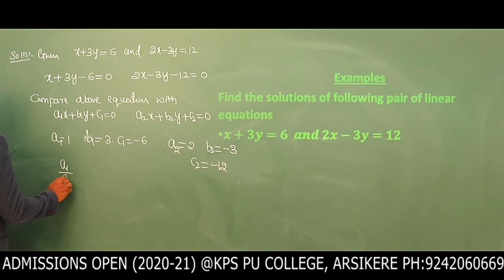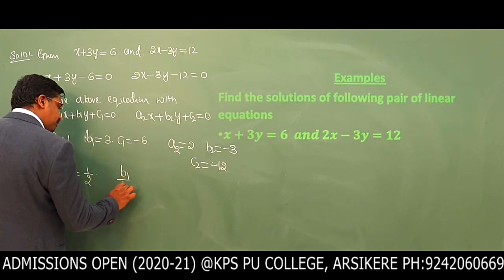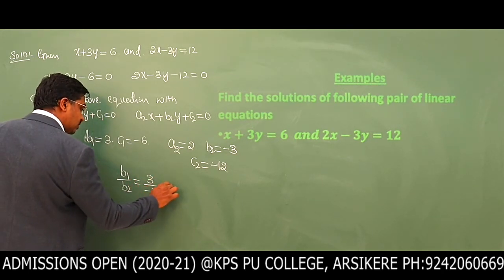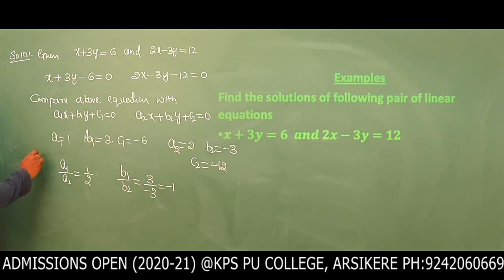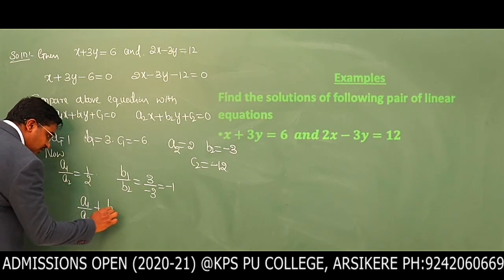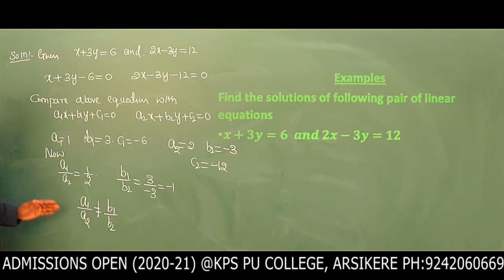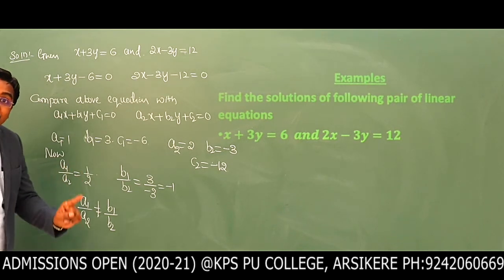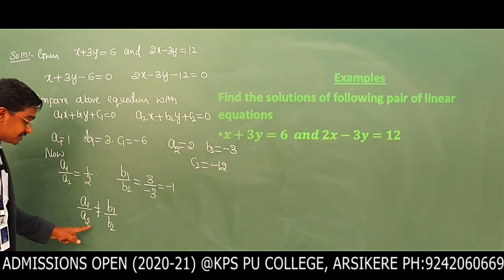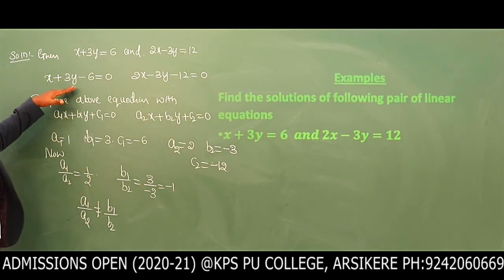First take the ratios. a1 by a2 is equal to 1 divided by 2, and b1 by b2 is equal to 3 divided by minus 3, so we get minus 1. Just observe here, a1 by a2 is not equal to b1 by b2. So what is the condition? a1 by a2 is not equal to b1 by b2. What does the graph represent here? They represent a pair of intersecting lines, which means we get a unique solution.